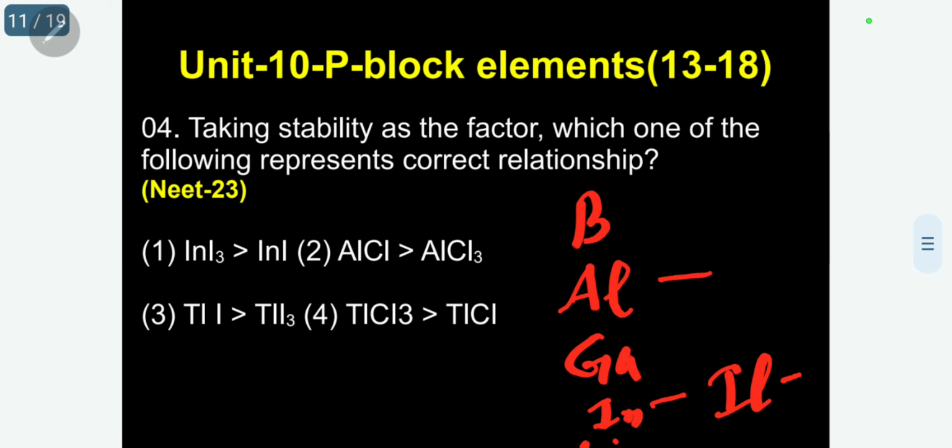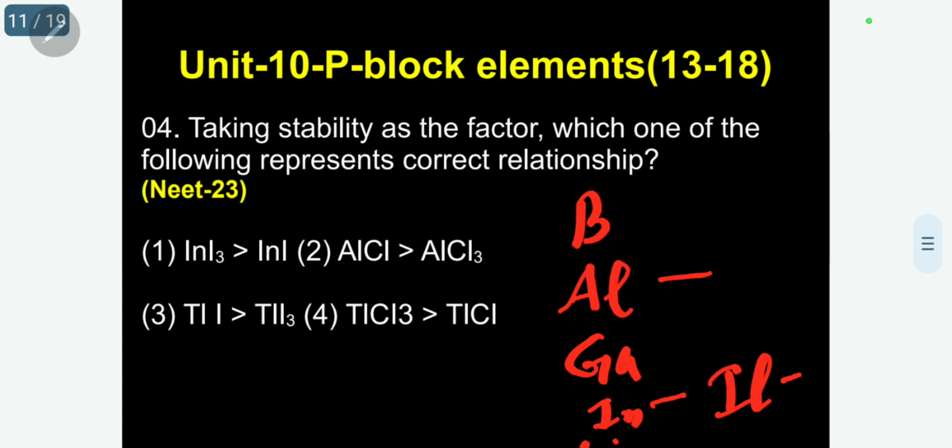So the question is asked. Option 1: InI3 is more stable than InI. Number 2: AlCl is more stable than AlCl3. 3: TlI is more stable than TlI3. 4: TlCl3 is more stable than TlCl. Dear students, the probable answer may be 3.